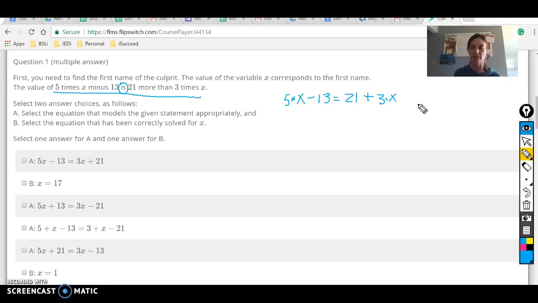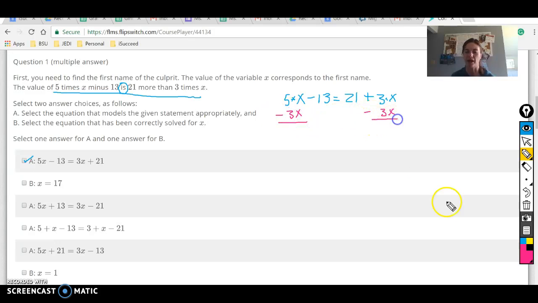So there's a couple different answers here. So we first had to find the proper equation. So it looks like choice A here is going to be our proper equation. But now we need to simplify and solve for x. So I am going to go ahead and subtract 3x from both sides. That'll be my first step here. Minus 3x and minus 3x, okay?